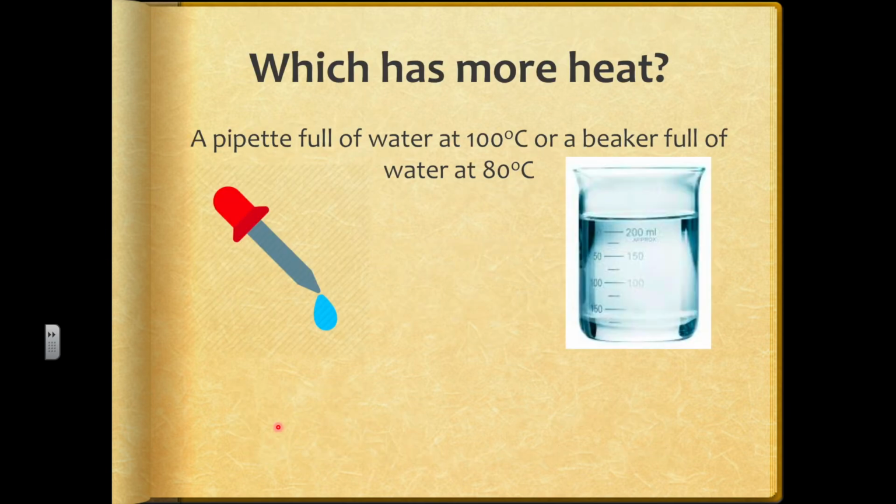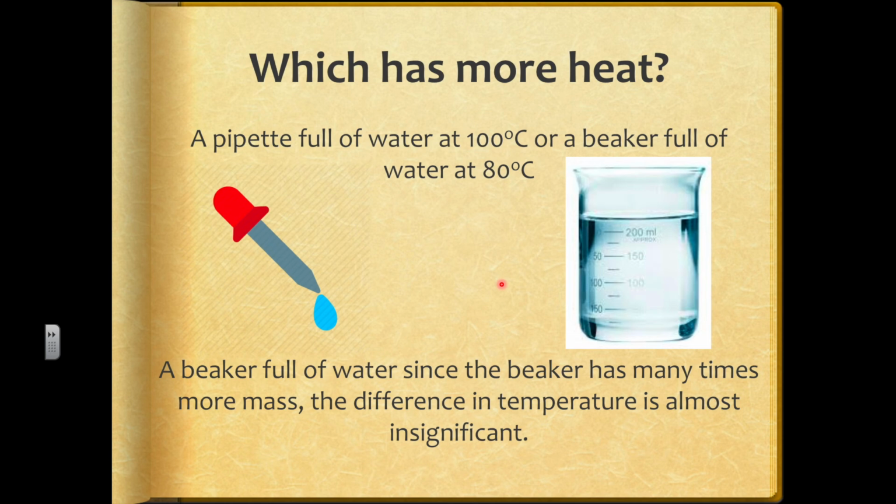So, which has more heat? A pipette full of water at 100 degrees Celsius or a beaker full of water at 80 degrees Celsius? Well, we're going to say the beaker because the beaker has many times more mass, which makes the difference in the temperature rather insignificant. Okay.